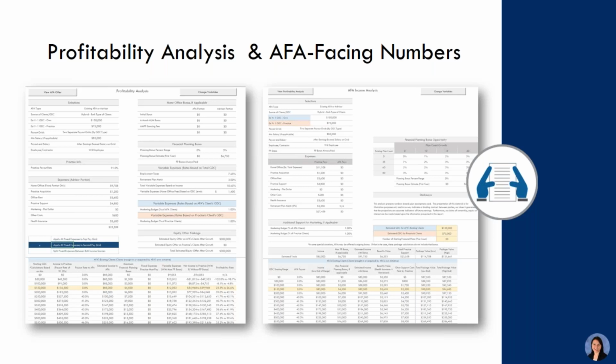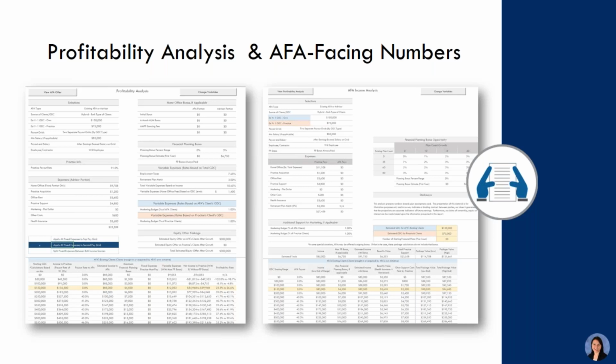And so we also know that a lot of times when you're talking to the AFA, you don't necessarily want to show them all of your cards and say, oh, here's how much money I'm making off of you if you do a good job. And so we realize that when we give you the model, we really structured it in two different ways. It's the same numbers, but they're formatted differently.